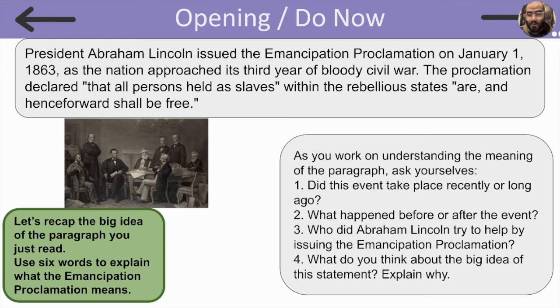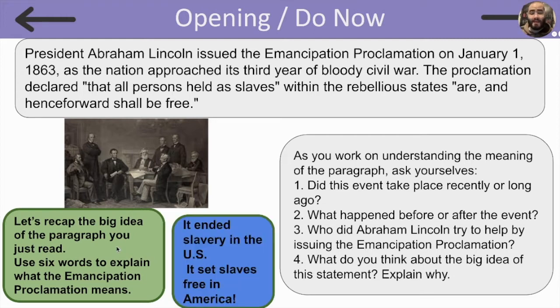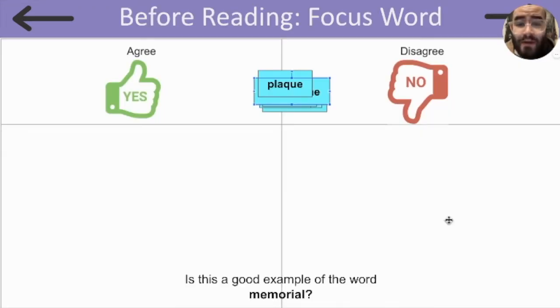Let me share what I wrote. It ended slavery in the US. I also wrote, it set slaves free in America. I want you to think of our focus word, memorial. We're going to look at each of these words, and I want you to think, is this a good example of the word memorial? Our first word, plaque.